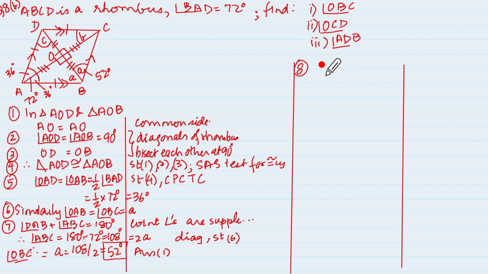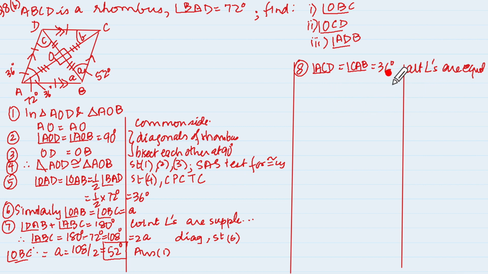So I will say angle ACD will be equal to CAB equal to 36 degrees. Okay, what are they? Since alternate angles are equal. Okay, let me write equal. Fine. Alright, alternate angles are equal.